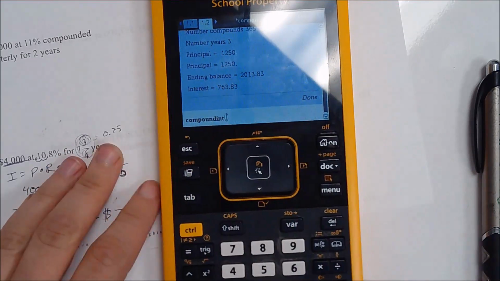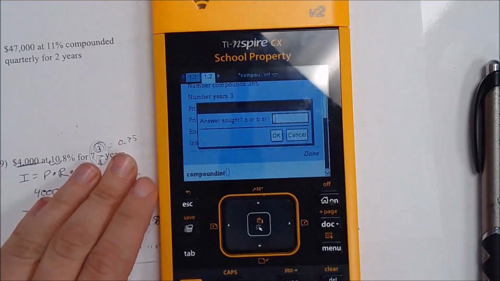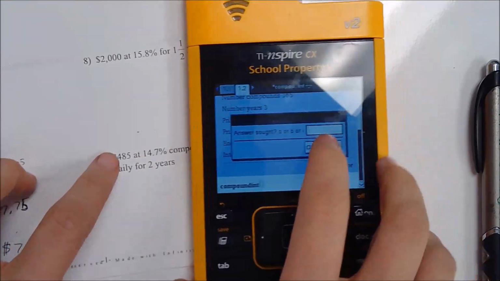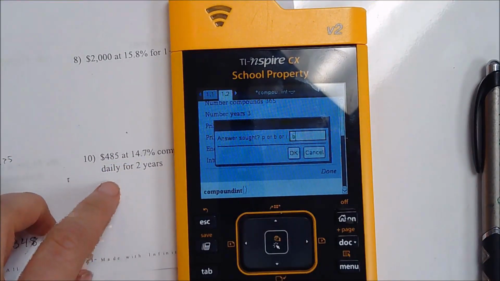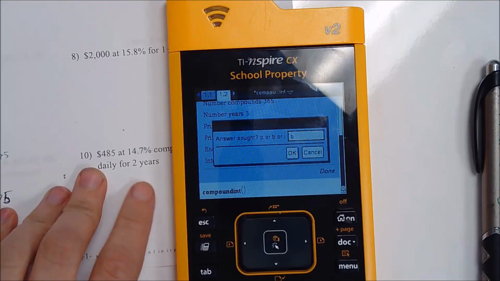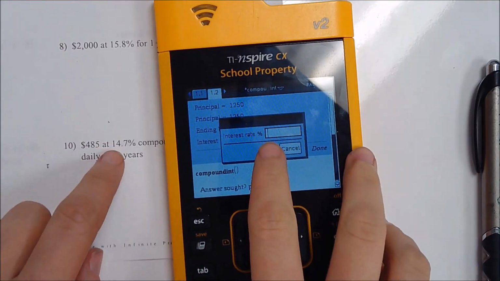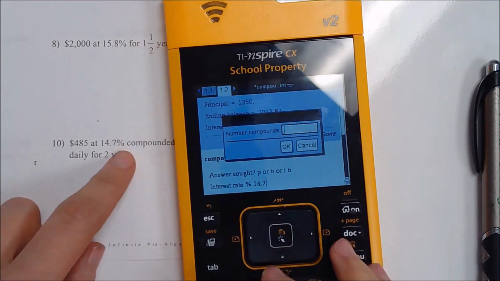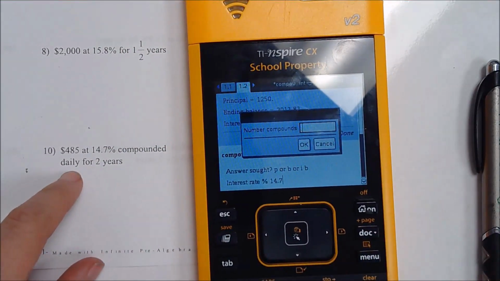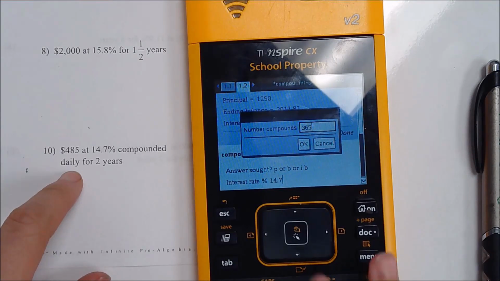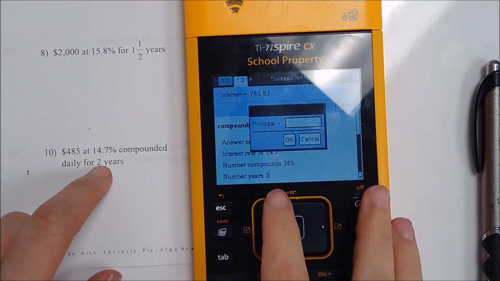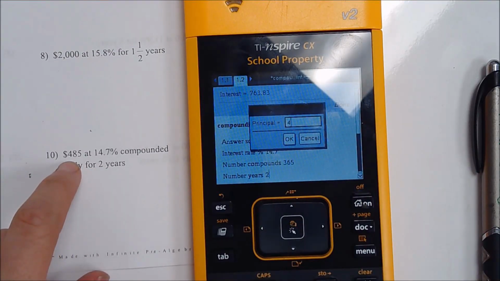You have your program there, press enter, and which answer are you looking for? So again, on this assignment, we're going to be looking for the full balance. But as you saw before, it tells you everything. It's so helpful. Then put your interest rate in. You don't have to move the decimal point for this one. Compounded, oh, this is compounded daily again. For 2 years. And we started with $485 in this account.